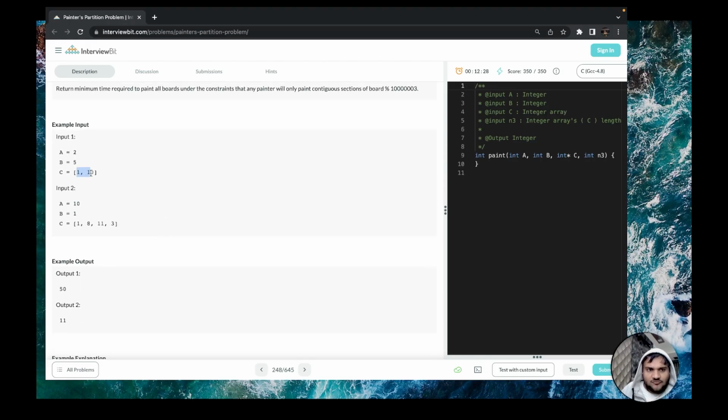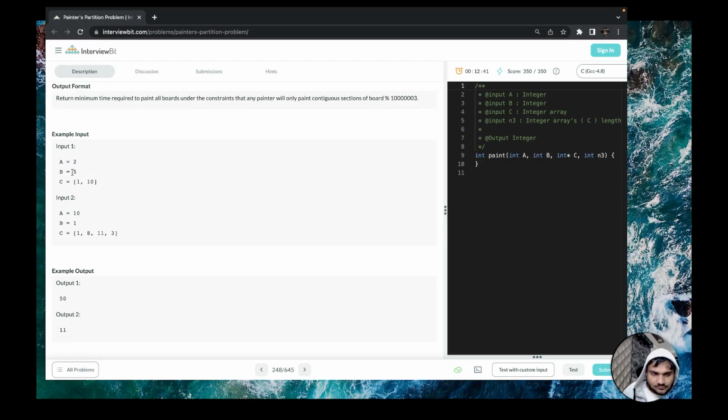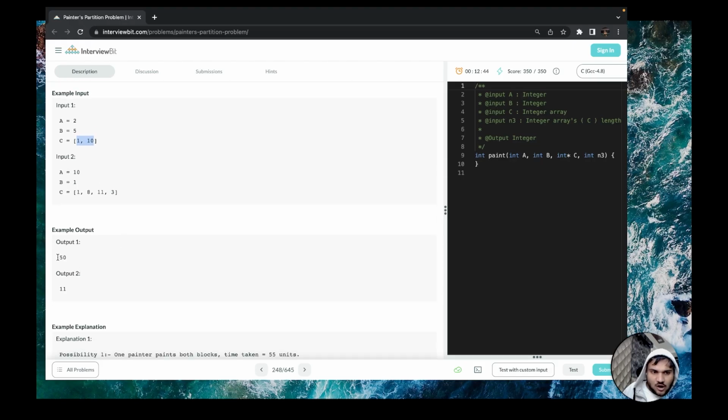So let's say you have two boards. One board is of size 1, one board is of size 10. There are two painters. Each painter takes 5 units of time to paint one single board. Now in this case, because you have two boards, the output is going to be 1.